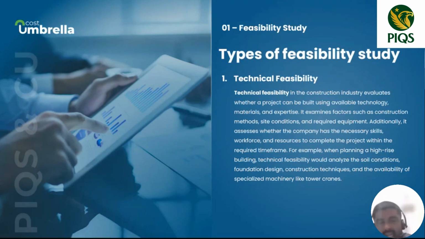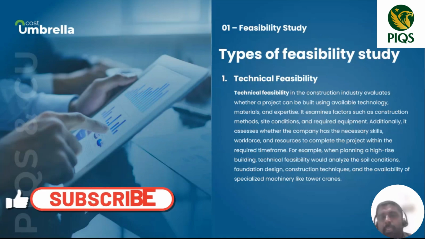As you see in the last sentence of this paragraph, when you're planning a high-rise building, you have to check the soil conditions, yes, whether that is suitable, and your available resources, specialized machineries like tower cranes and all. So simply, you are ticking the tick mark for the technical aspect, which is known as technical feasibility, right?